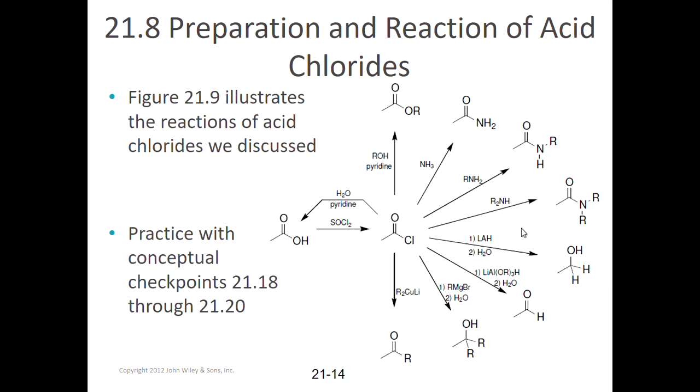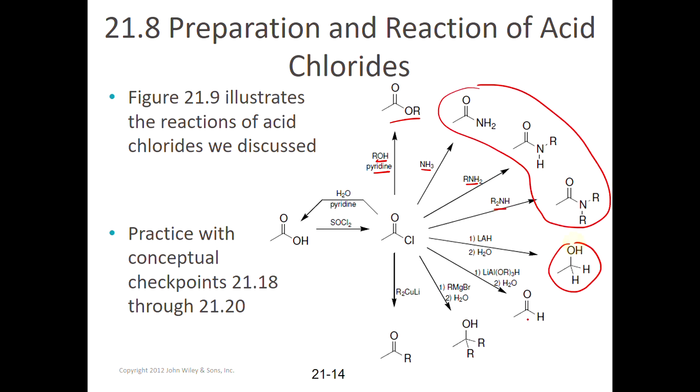All right, so this slide here kind of summarizes some of the things that acid chlorides can do. Right, so we showed how with an alcohol and pyridine we can make an ester. With ammonia, a primary amine or a secondary amine, we can make one of these amides. The LAH will make a primary alcohol. This more sterically hindered lithium aluminum hydride reagent will only deliver one hydride, and so that will convert the acid chloride into an aldehyde. The Grignard will make a tertiary alcohol. The Gilman reagent will end up making a ketone.